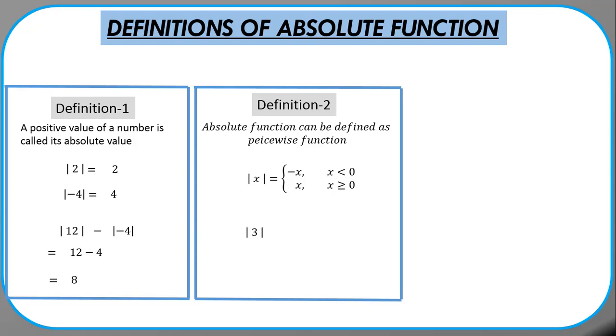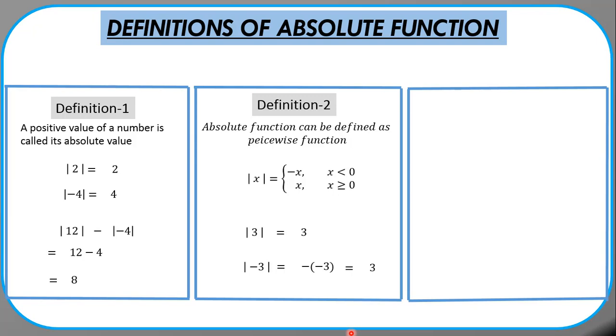For example, students, to understand it, let us take the mod of 3, meaning x is replaced with 3. Now if we look at it, the value of x is greater than 0, so we leave this x as it is. So this 3 becomes 3. However, if we have the negative of 3, meaning the value of x in this case is less than 0, now what we have to do, we won't write it as 3, we will multiply this minus 3 with the negative sign. So what are we going to get? We are going to get the positive value of this 3.